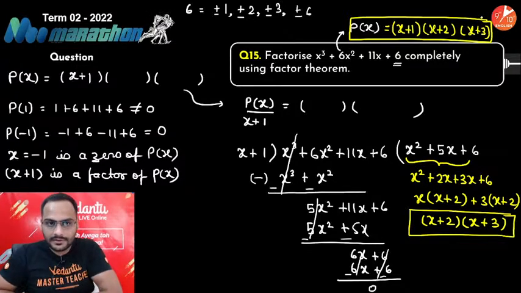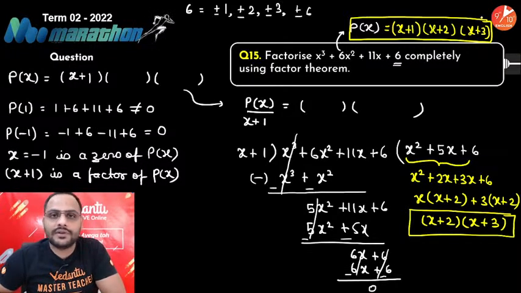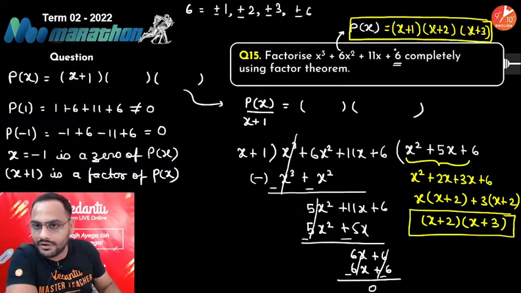Sir, how did you find minus 1? Please explain again. Aditi beta, first zero: when a cubic equation is given, when we don't know any zero of that, we try different values. Which values you will try? The constant term which you are seeing over here, try all its factors.